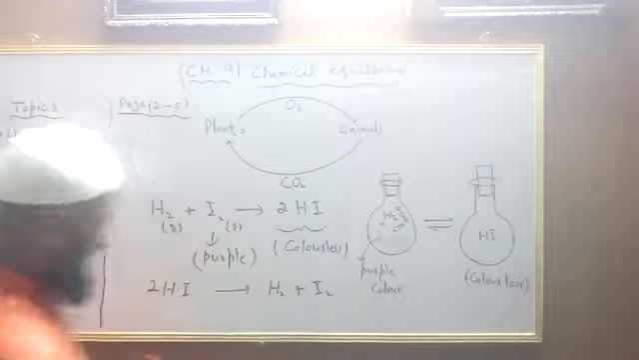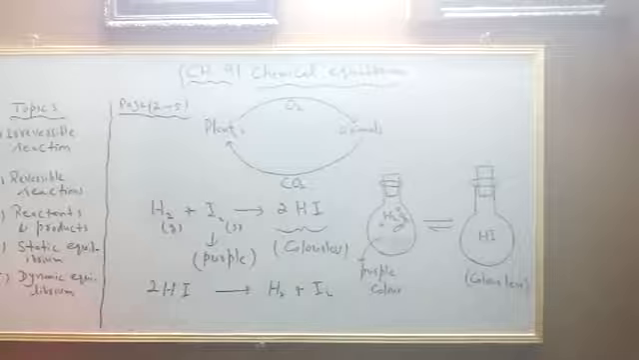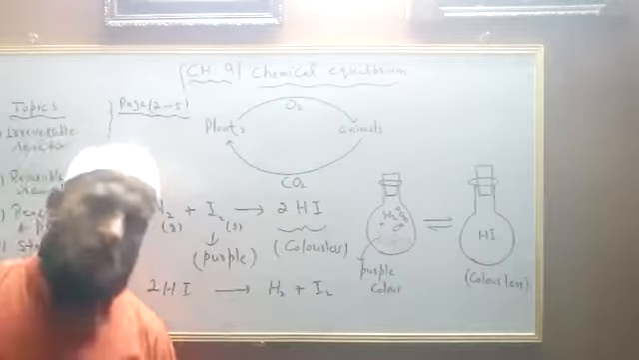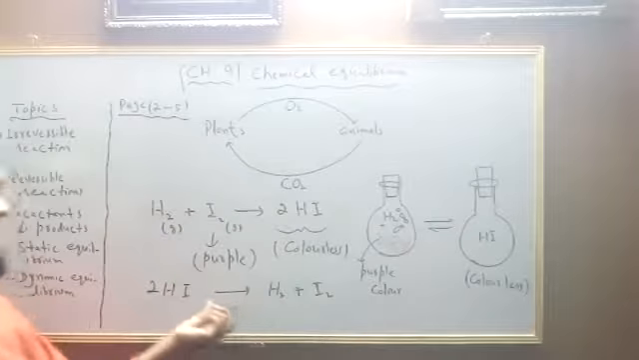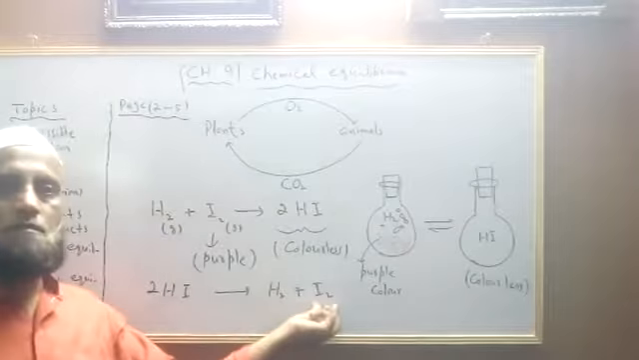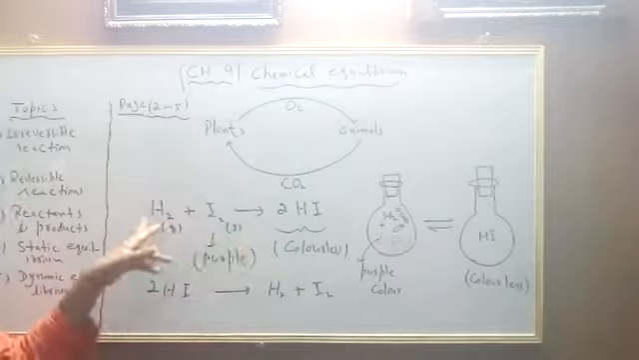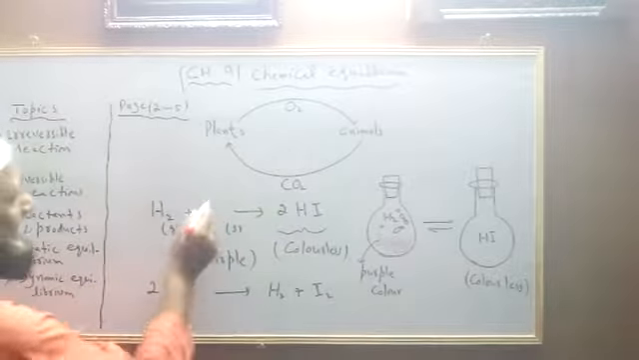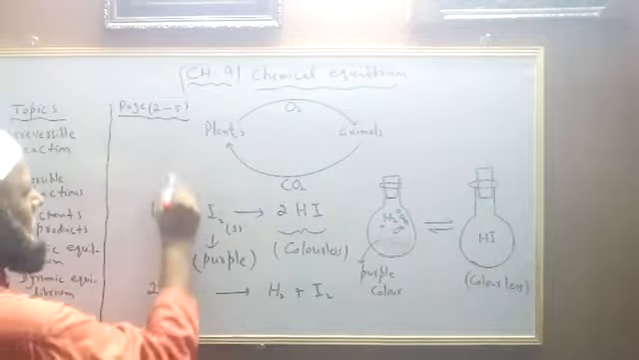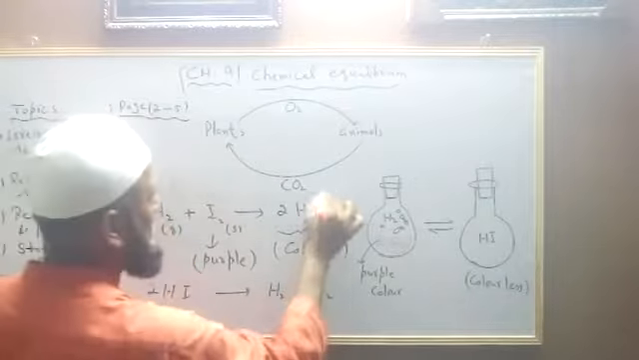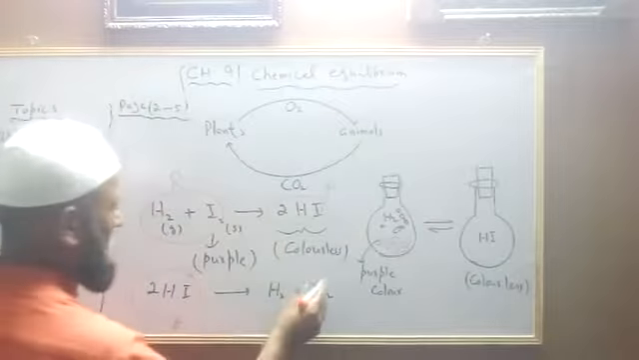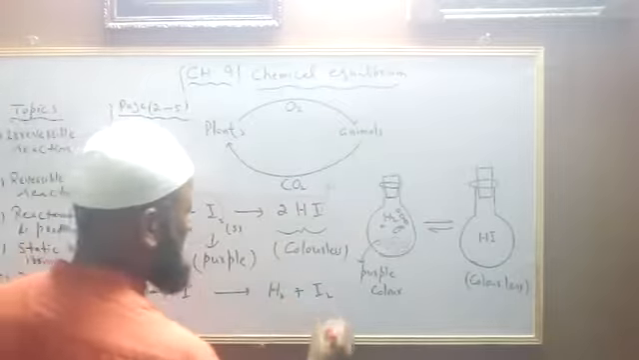In this case, the faded color of hydrogen iodide would convert into purple color, because in that case you would get the iodine. So in the first case, hydrogen and iodine are acting as reactants, and hydrogen iodide is the product. In the second case, hydrogen iodide is the reactant and these are the products.